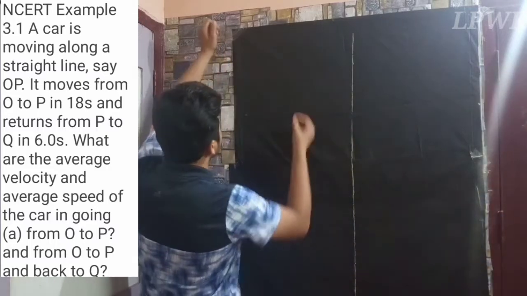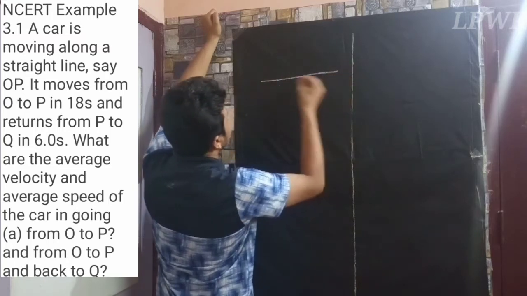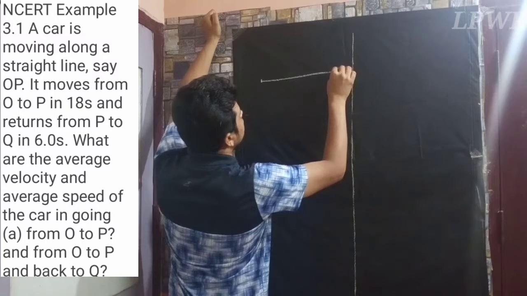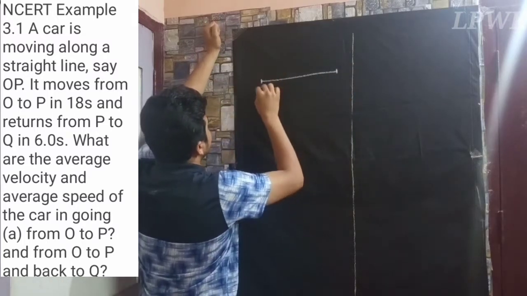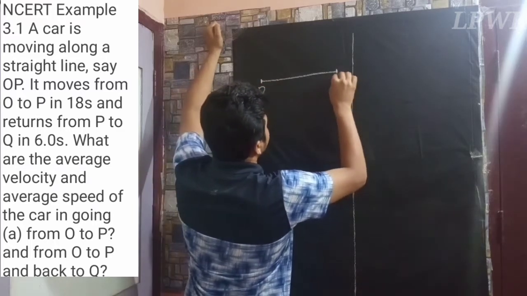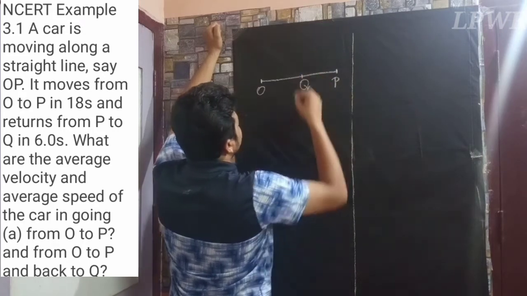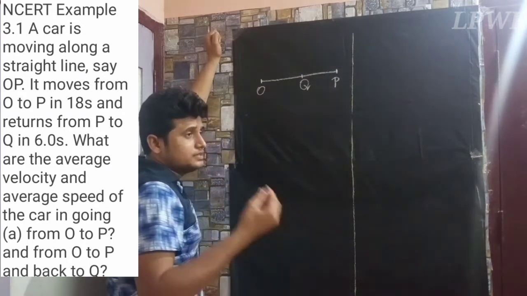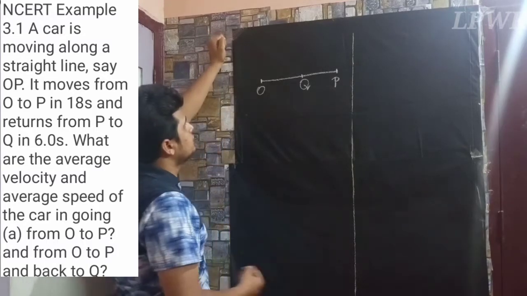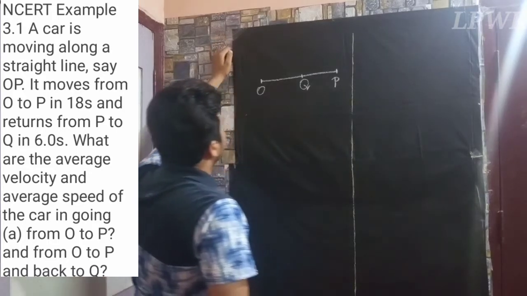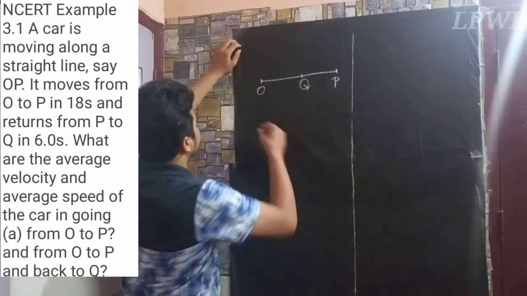So O to P and P to Q. So this will be O and this will be P and Q. This problem is similar to the same problem we have seen, Chennai to Mumbai and Mumbai to Pune. Okay. So what they have given is the time and also distance.